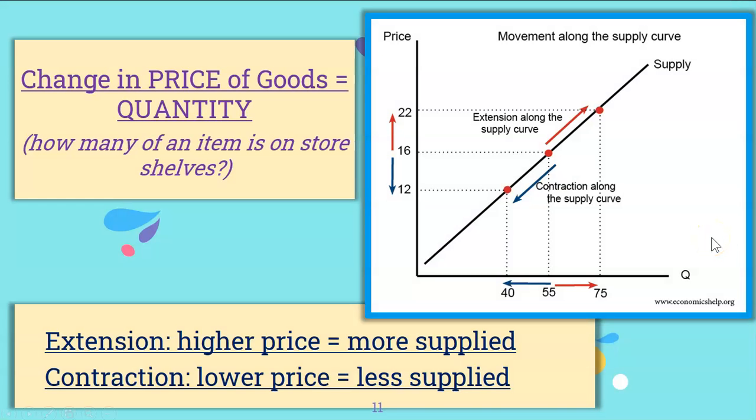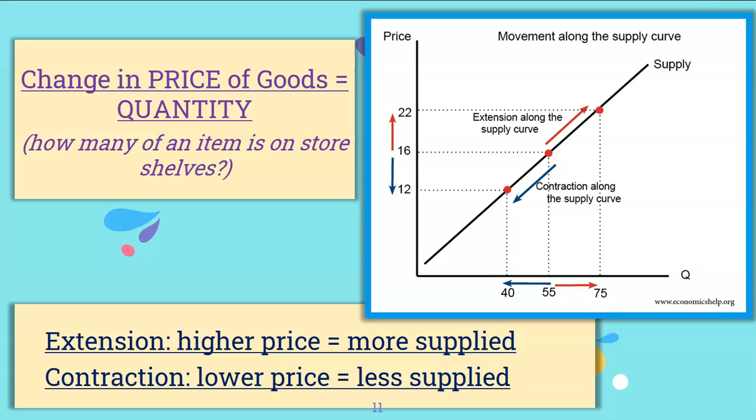All right, change in price of goods. That's where your quantity comes into play, and that's where you're moving along the supply curve. The line itself does not move. So how much or how many of an item is going to be on the store shelves. Whenever you have a higher point on that supply line, it's called an extension. So when you have a higher price, you're going to supply more.